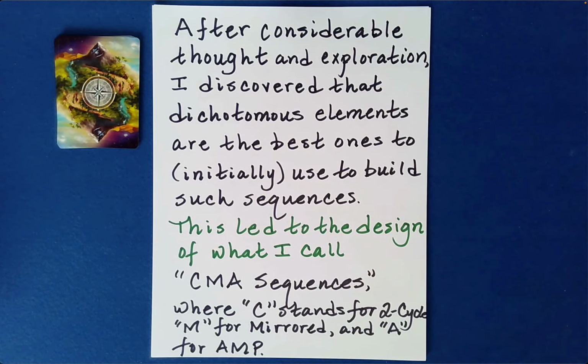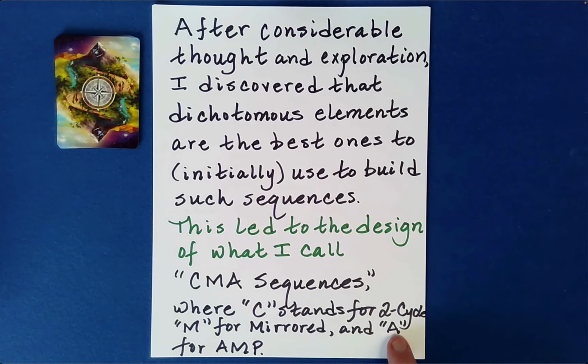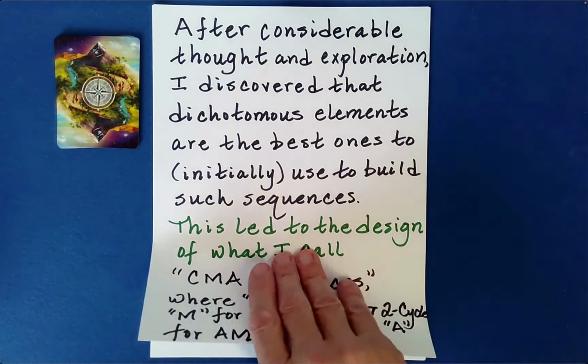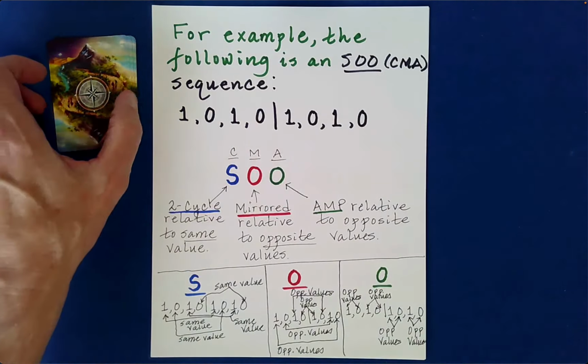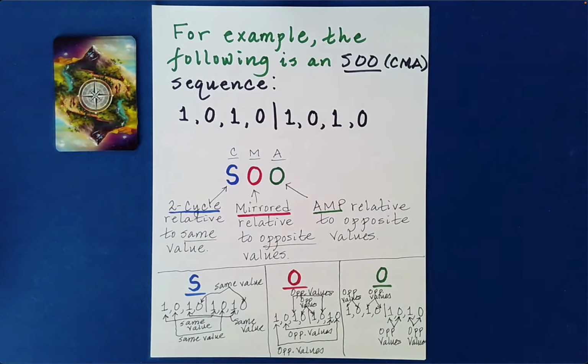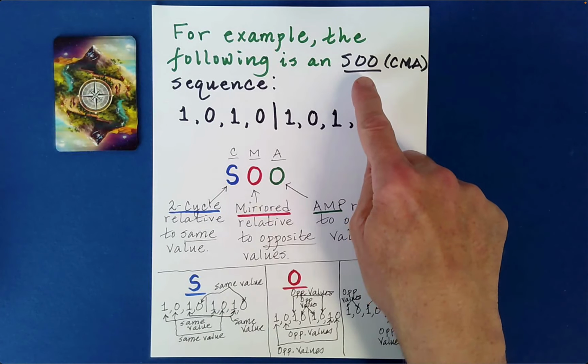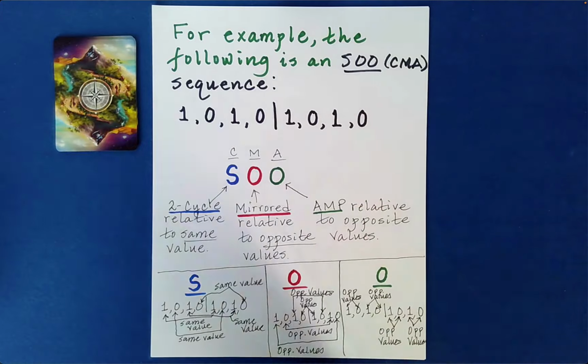This led me to the design of what I call CMA sequences. C stands for a two-cycle, M stands for mirrored, and A stands for an AMP. Okay, so let me show you an example. For example, the following is an SOO CMA sequence.